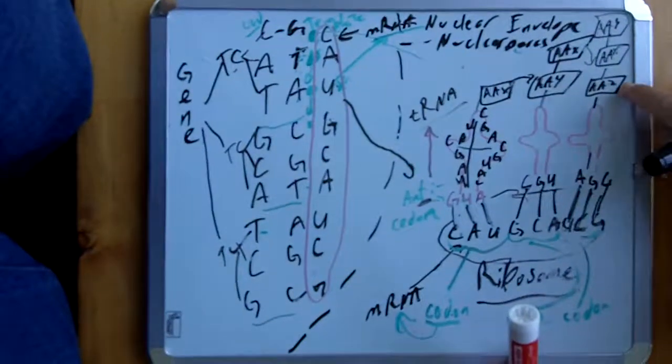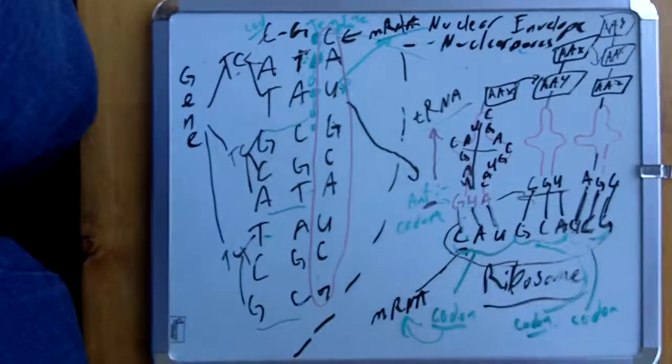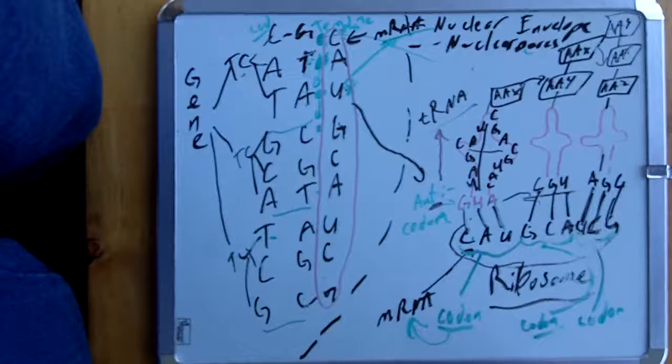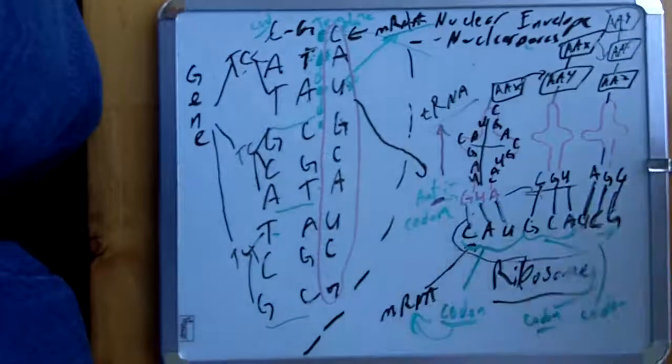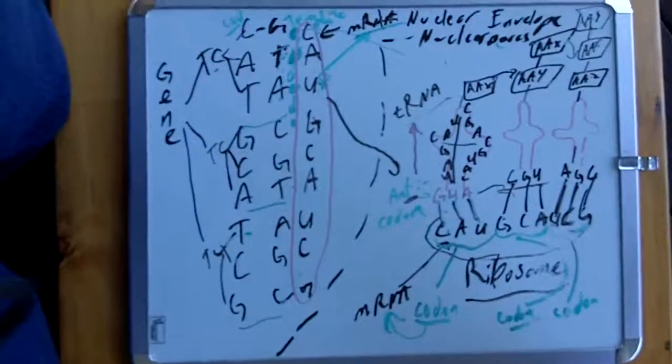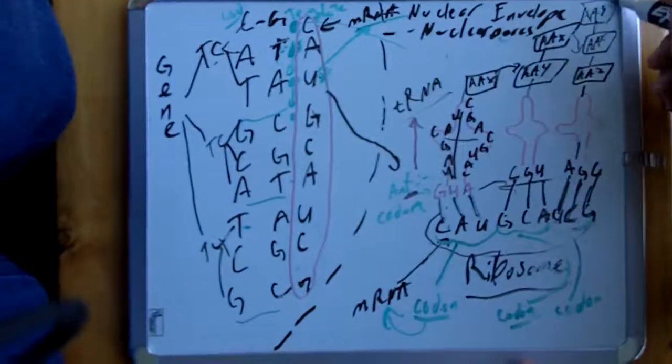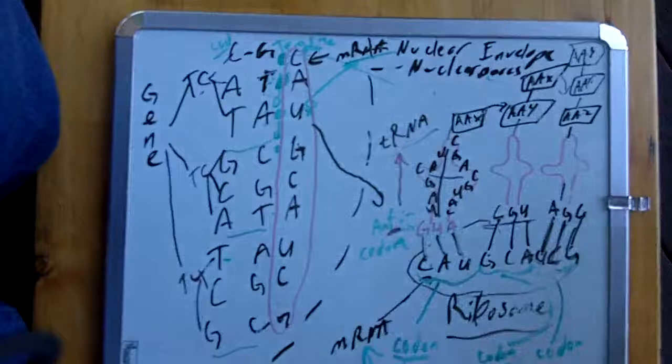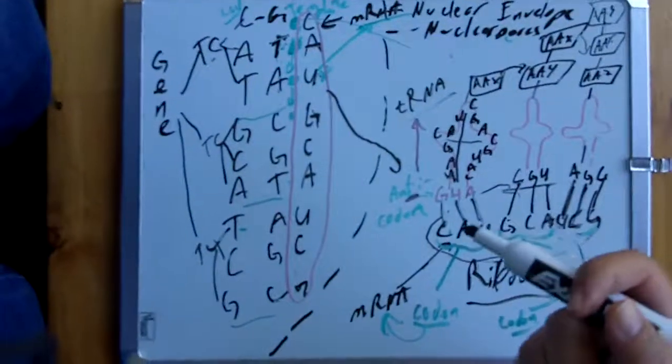And what are we forming? 1, 2, 3 amino acids. And amino acids are the building blocks of proteins. So in essence, are we forming a protein? And the answer is yes. So again, the goal is to form this, because this whole process is called protein synthesis.